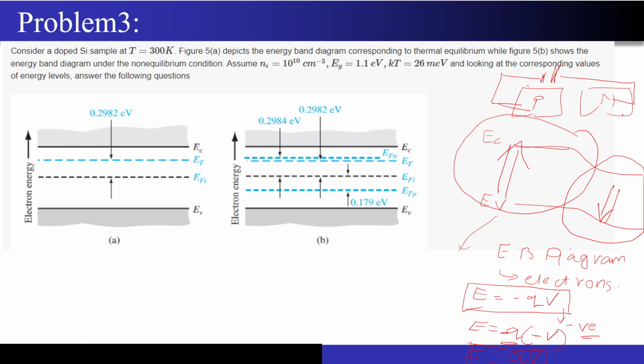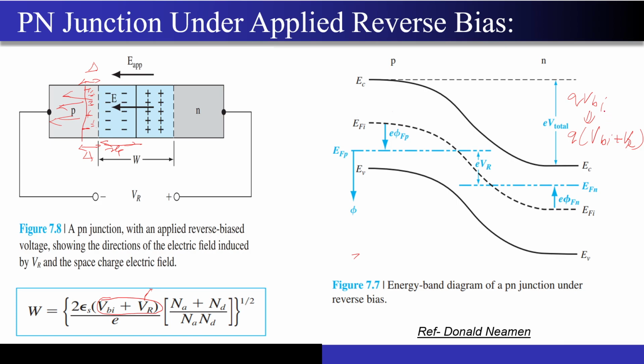So what does this mean? This gap that you are seeing, let me highlight it by the delta. This delta will increase if the left side moves up and the right side moves down. This is the exact thing that happened here: your delta increased. From QVBI, it increased by a factor of Q times VR. Is it clear now?